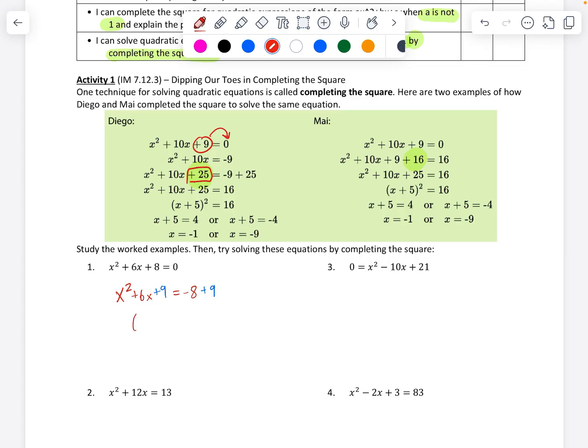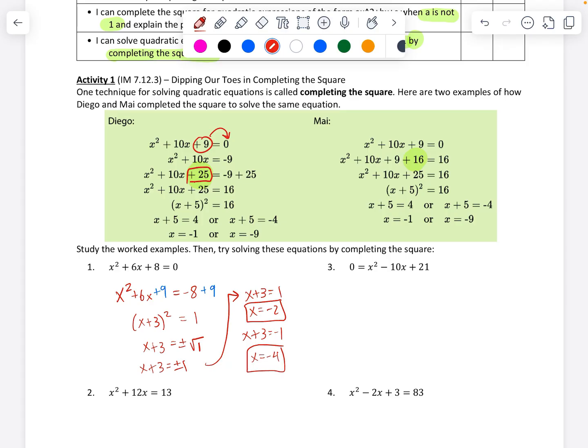And now when you factor, what we get is a perfect square. So what we did was we completed the square. And now, when you square root both sides, don't forget you add the plus or minus. And so x plus 3 is positive and negative 1. So x plus 3 is 1 and x equals -2. Or x plus 3 is -1 and x equals -4. Those are your two solutions.